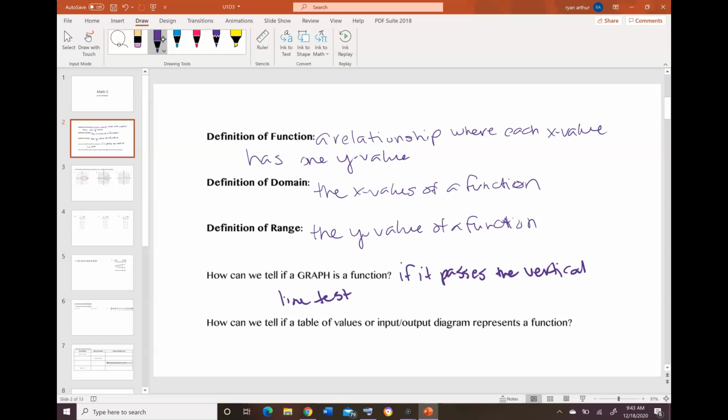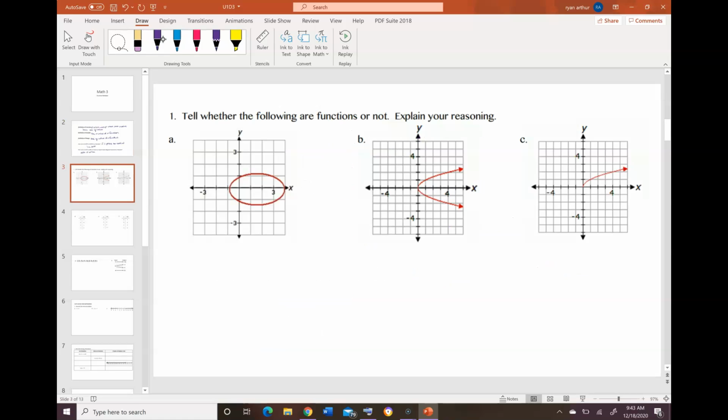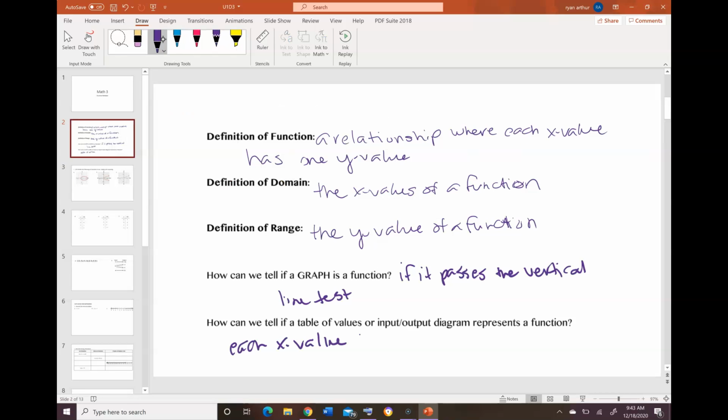The next one says, how can we tell if a table of values, where you have your x and y, represents a function? That goes back to the definition of a function, so it's really important you know your definitions. How do we tell if a table of values is a function? Each x value has exactly one y value. That is so important. Exactly one.